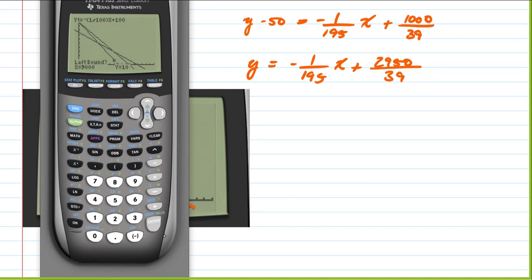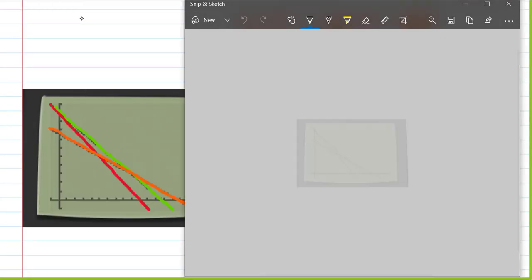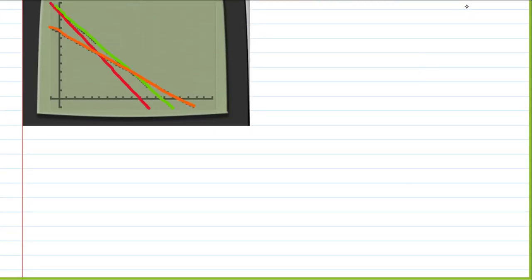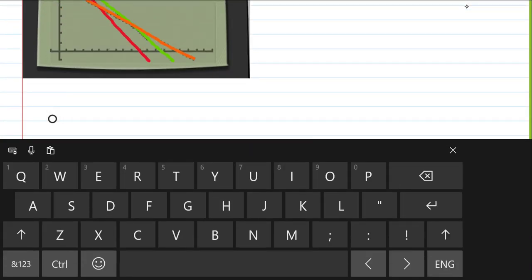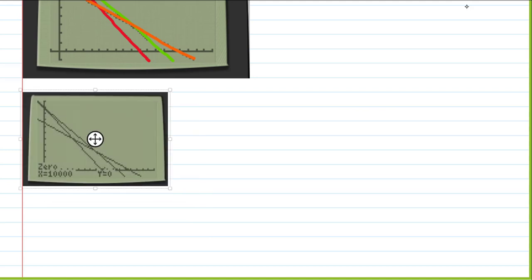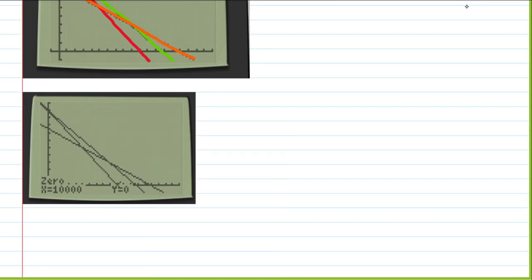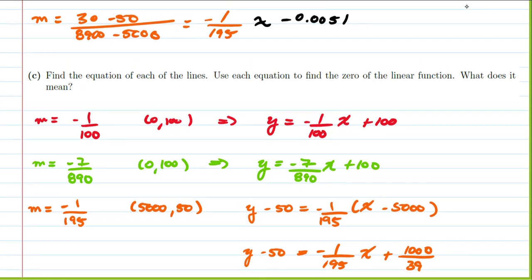So am I to the left of my 0? I am. Now I move my cursor to the right, so I go below, hit enter, and then I move back and say guess. And it tells me that the 0 for the red graph is at 10,000 meters.